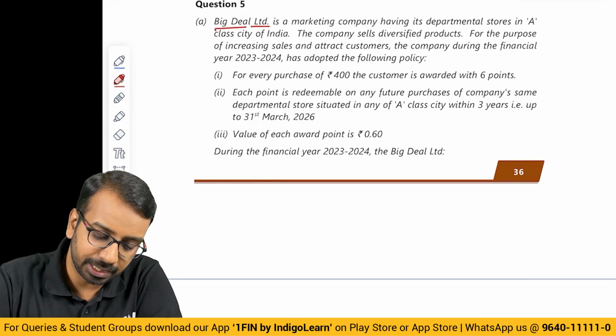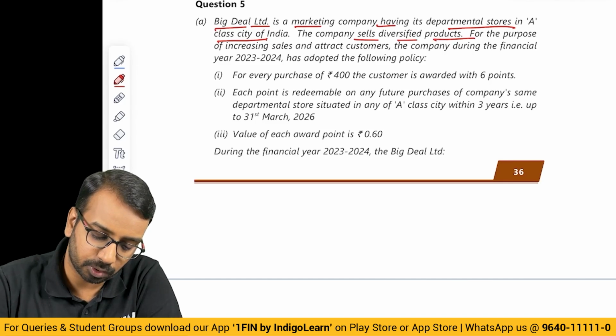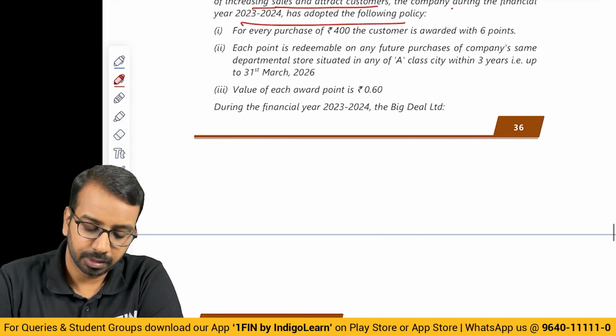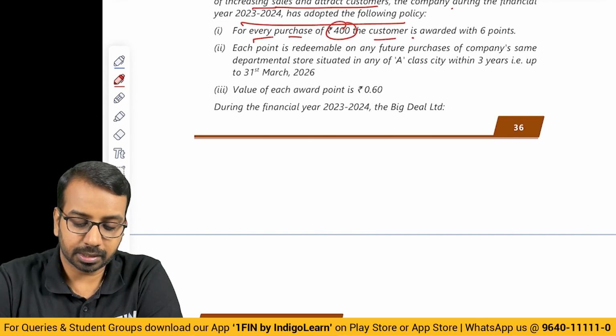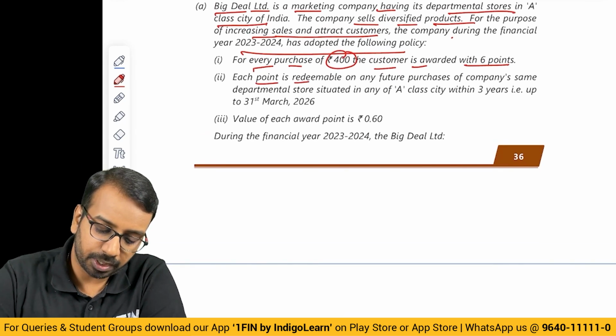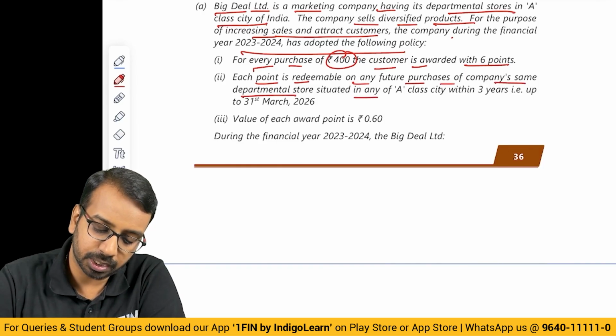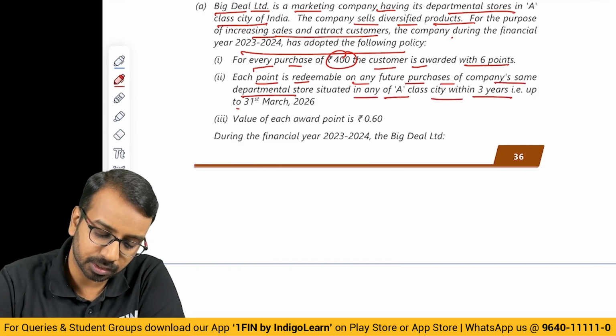Big Deal is a marketing company having its departmental store in a city. The company sells diversified products. To attract customers, the following plan has been adopted. For every purchase of 400, the customer is awarded 6 points. Each point is redeemable on any future purchase at the same store situated in any A class city within 3 years after 31st March. Value of each award point is 0.6.